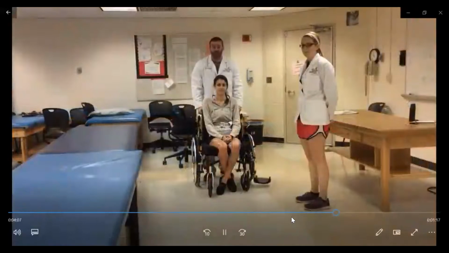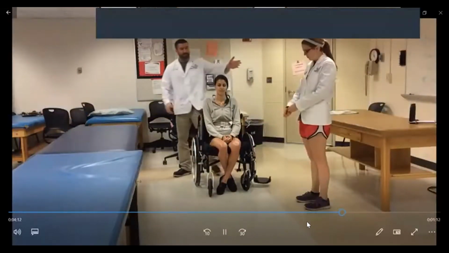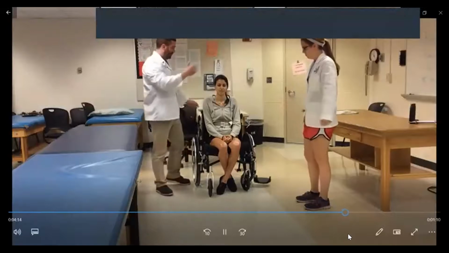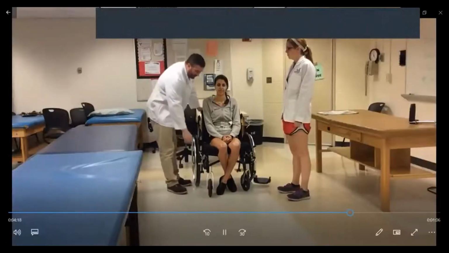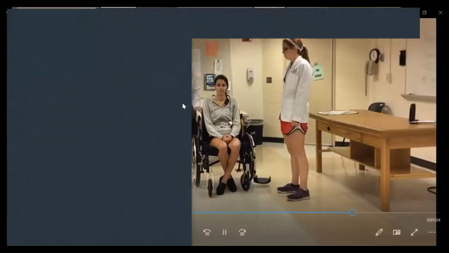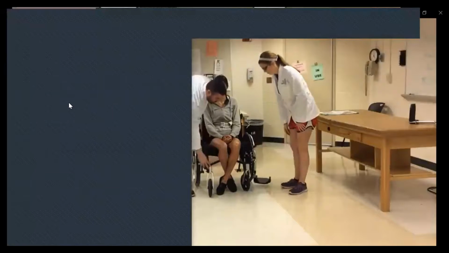An alternative method to the two-person lift from the chair to the bed involves two people, in this case myself and Caitlin, approaching the patient from each side. In this case, you want to make sure that the chair is a couple feet away from the bed. The wheels are locked. The foot pedals have been removed.